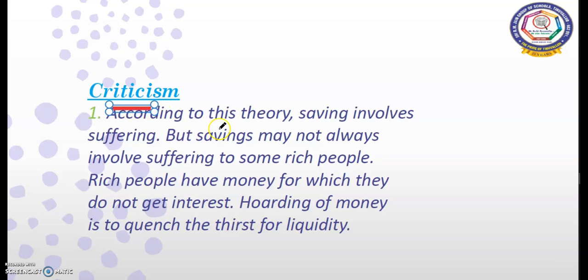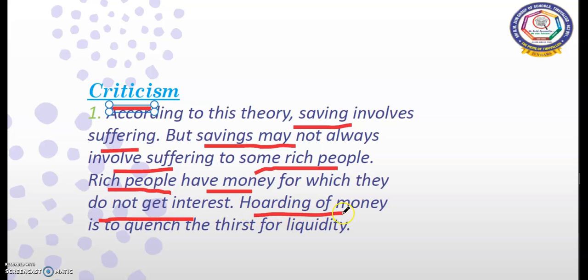Now criticism. According to this theory, saving involves suffering, in the first concept we discussed, isn't it? But savings may not always involve suffering. If we take rich people, they will not sacrifice anything for savings. They are not going to compromise anything, isn't it? So rich people have money for which they do not get interest. So hoarding means hiding of money, to quench the thirst for liquidity. Liquidity means free flow.